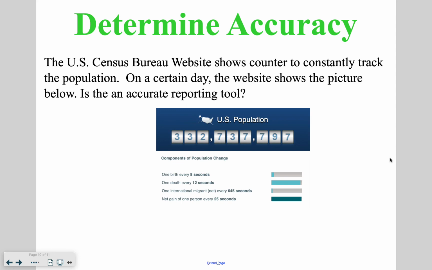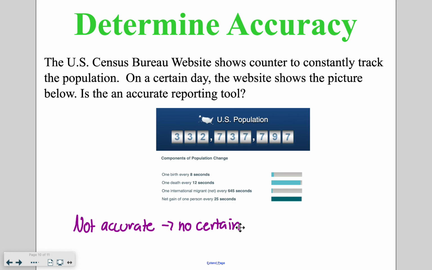So as cool as this feature is on the website, it's actually not very accurate. The reason that we have to consider is how many factors they are constantly calculating. So they're saying that there's a birth about every 8 seconds and a death about every 12 seconds. But we're constantly changing the amount of population, and there is no way to be certain that this is actually the number of people that we have in the United States.